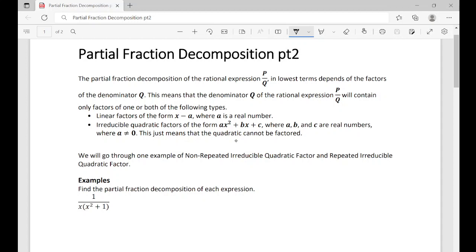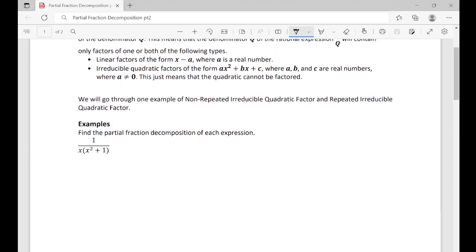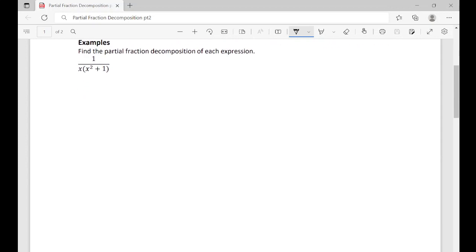Irreducible just means it cannot be factored down, that it's prime. So we're going to go through one example of a non-repeated irreducible quadratic factor and a repeated irreducible quadratic factor. So here is our first rational expression, 1 over x times x squared plus 1. So we have a linear factor x and an irreducible quadratic factor x squared plus 1. X squared plus 1 cannot be factored, so it's irreducible.